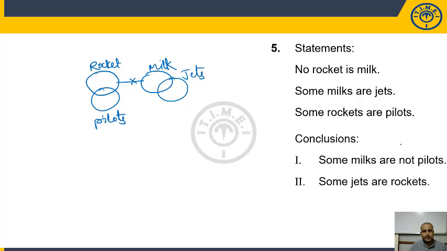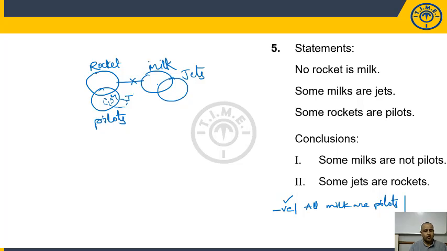Some milks are not pilots. Is it true? Yes, true. But negative conclusion. When negative is true, we have to draw the alternate diagram. What is the complementary of that? All milk are pilots. All milk should be within the pilot. So can you place all this milk within the pilot? Let's check it. So this is milk and milk should have the relation with jets.